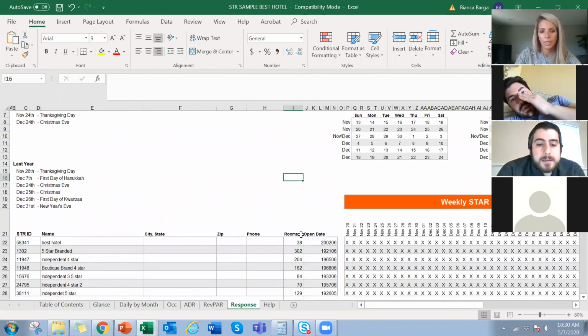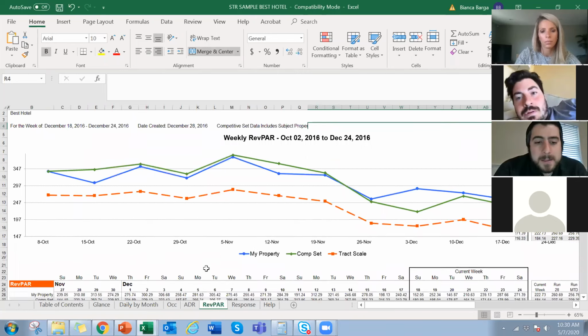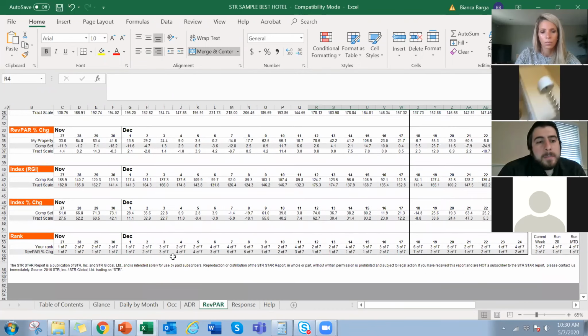And did you want to show the response, or did you want to go into some other tab? The other two tabs are honestly the same exact thing as the occupancy. So they're just showing ADR and RevPAR. They're breaking it down by percent change, index change, and then of course your rank. So you want to look at all three of these.